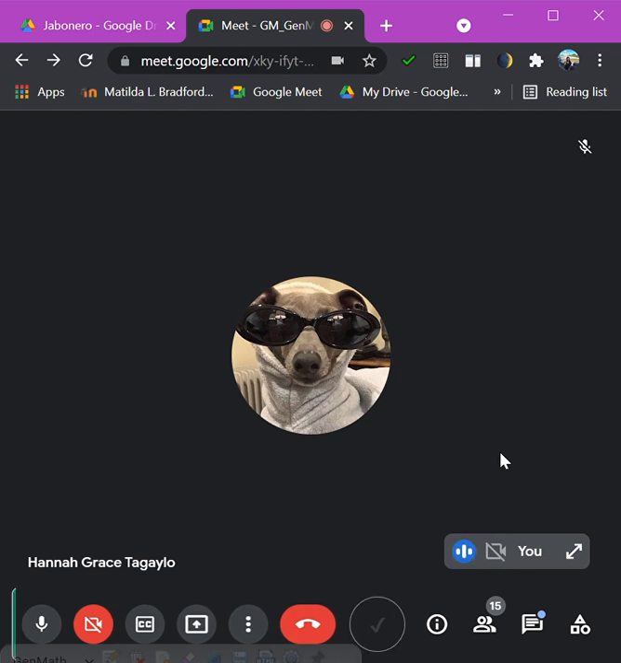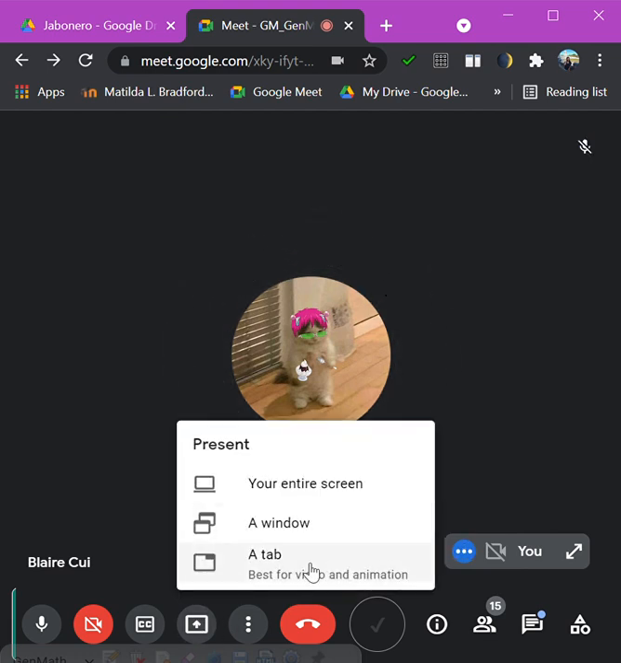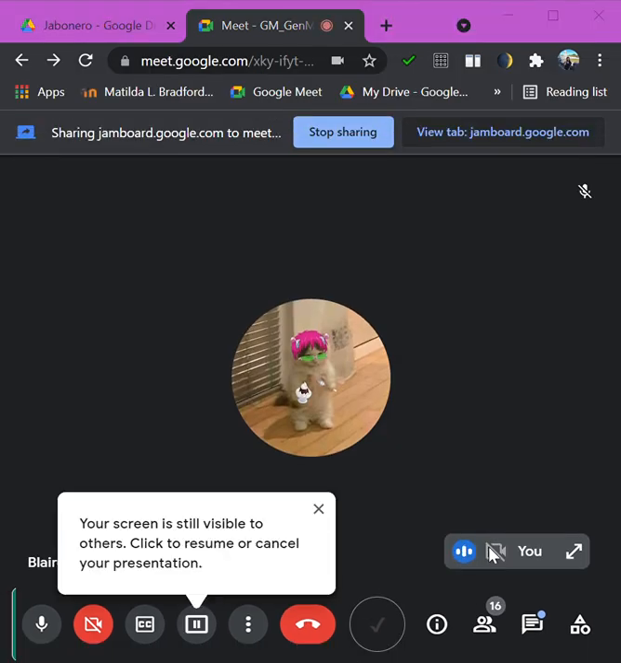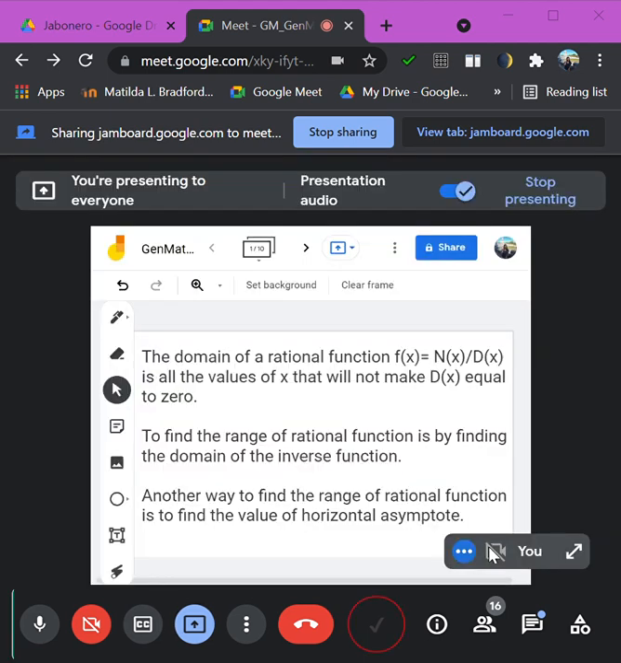How about the range? What is the range, class? Y. It is the Y. Very good. For this time I'm going to use Jamboard. Can you see the Jamboard, class? Yes, Chair. Okay, so we have here the domain of a rational function f of x equals n of x over d of x, or p of x over d of x. The domain is all the values of x that will not make d of x equal to 0.